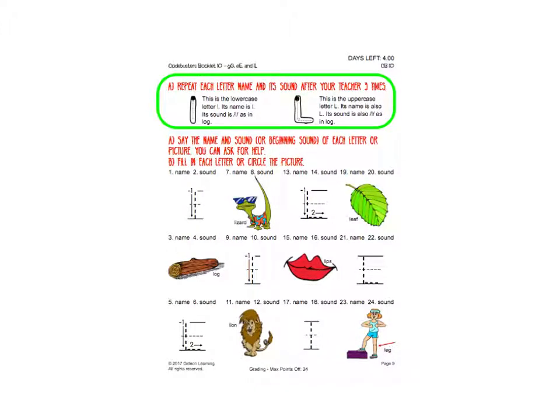And now for our last letter. Repeat each letter name and its sound after your teacher 3 times. This is the lowercase letter L. Its name is L. Its sound is L, as in log. L, L, L. And then you can write your lowercase letter L.